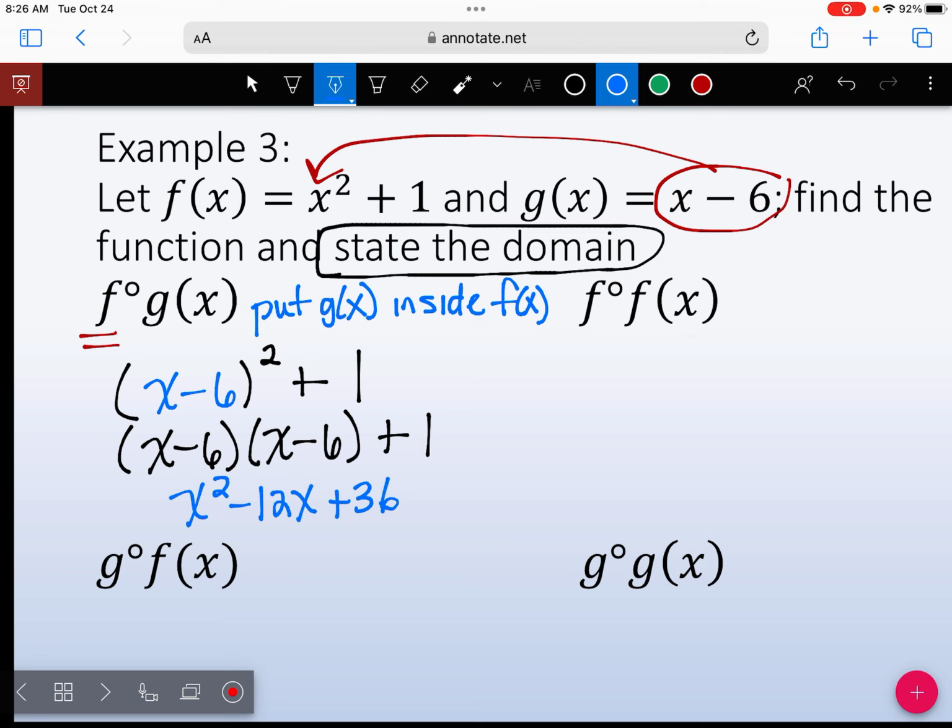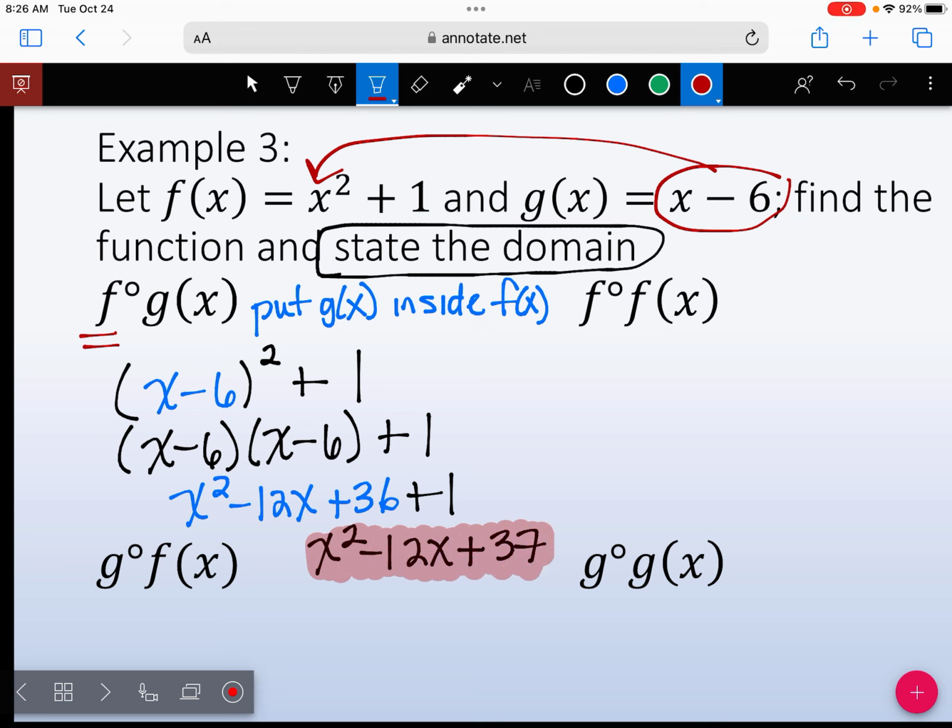Bring down the plus 1. So your final answer would be x squared minus 12x plus 37. And that would be your final answer. Who had that answer? All right, any questions about how we work through that?